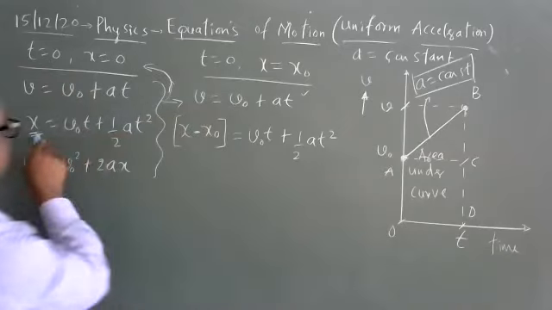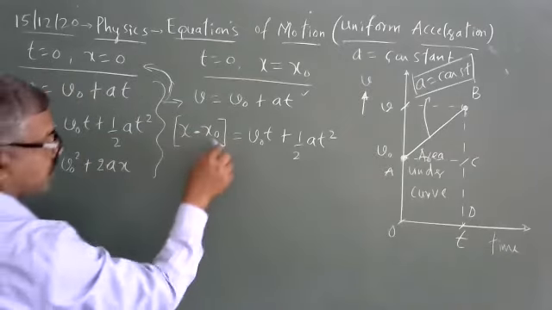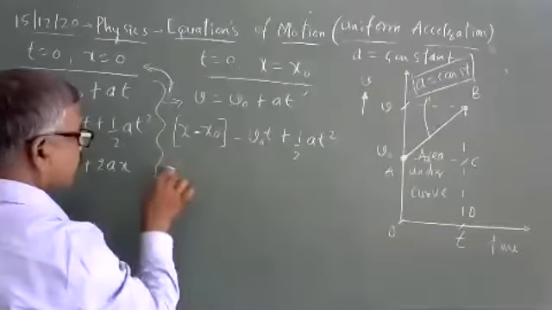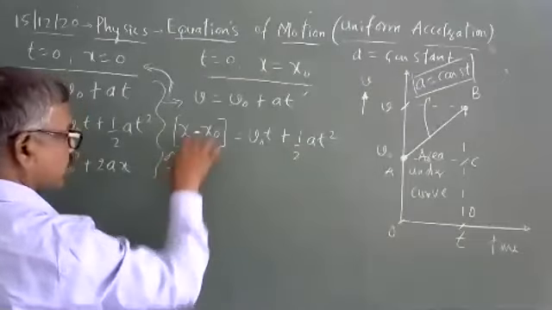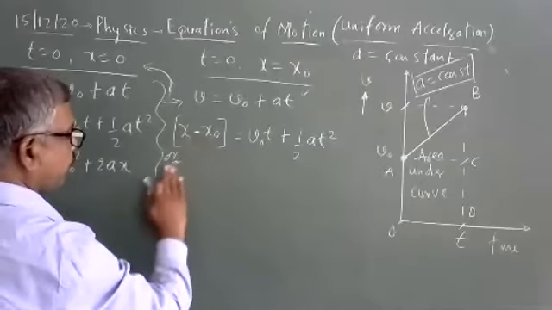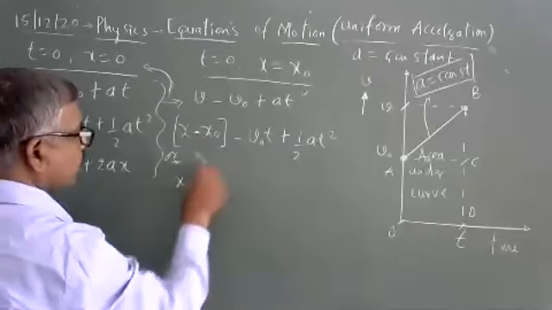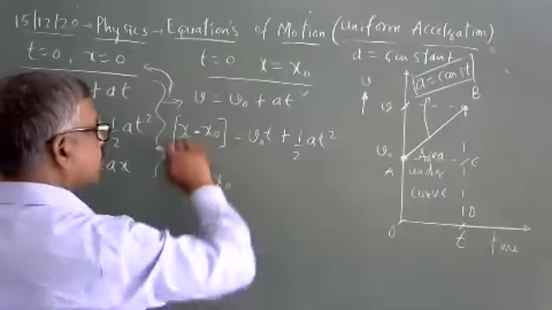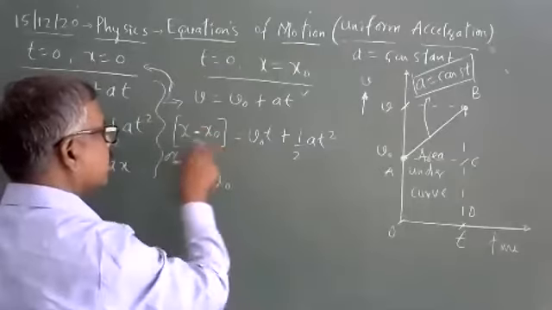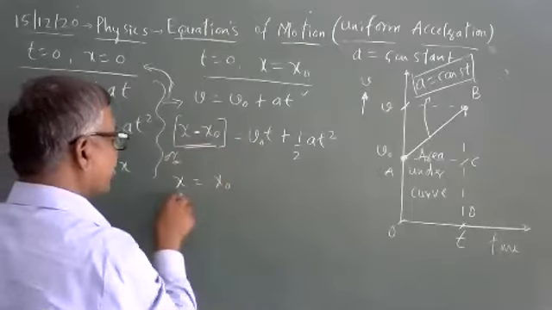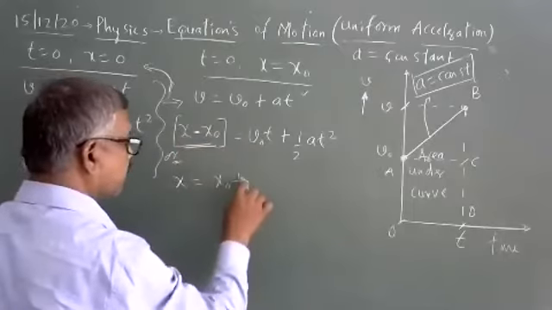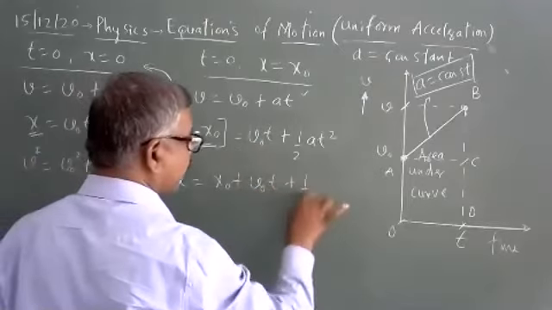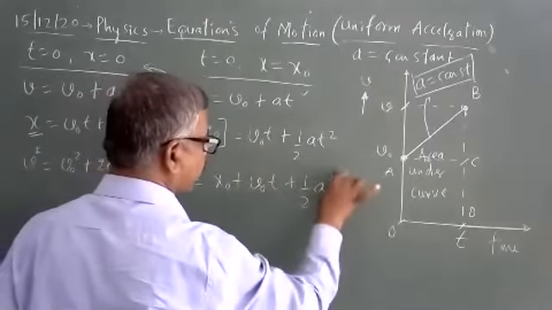Now, wherever x is there, put x minus x naught. Simplifying this equation, the x naught goes to that side. So this relation becomes x equal to x naught plus, that is, final position minus initial position, which is called displacement. So final position equals initial position plus initial velocity times time plus half a t square.